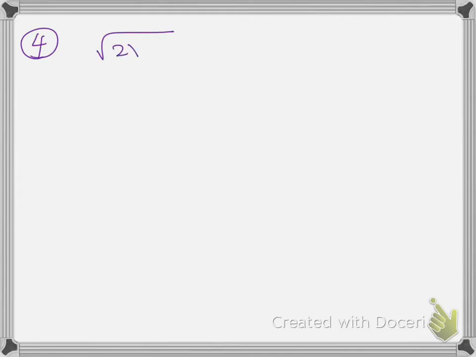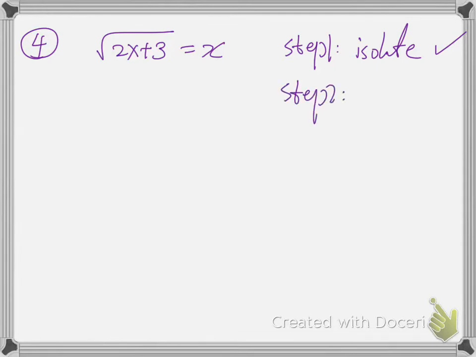Square root of 2x plus 3 is x. Solve this equation. Step 1, isolate the radical term. We only have a single radical term on the left, already isolated, so step 1 is trivial. And then step 2, square both sides. This side squared, that side squared.